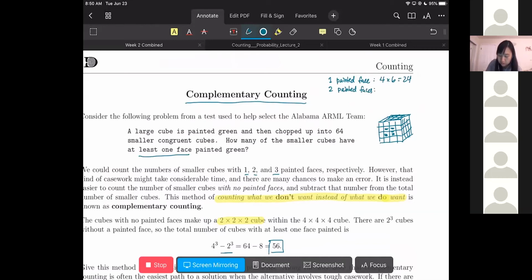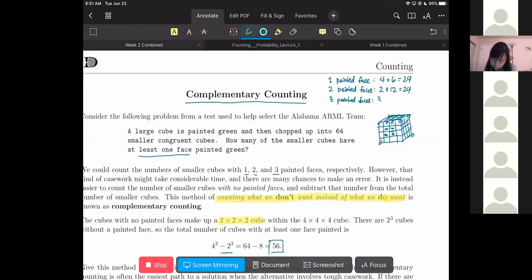And then that is on every edge, there's 2. And I think there's 12 edges, right? So that's 2 times 12, which is 24. And then for 3 painted faces, that's every corner has 3 painted faces. So that's 3.